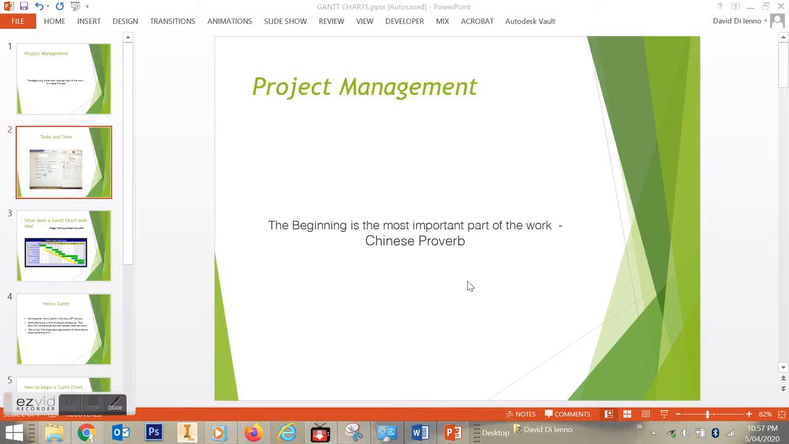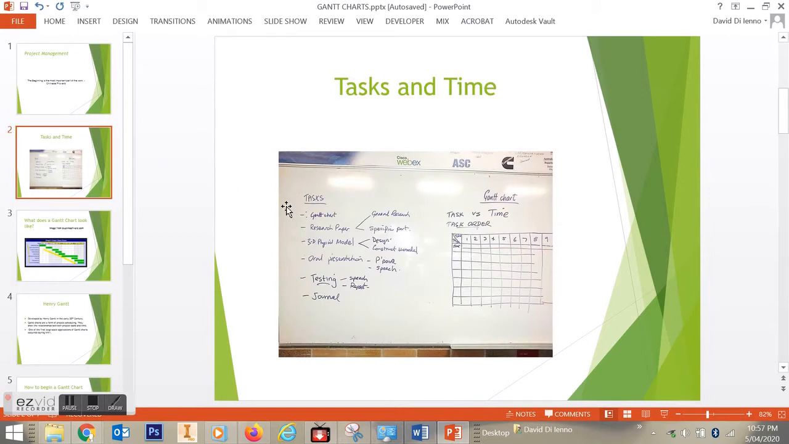Okay, let's introduce the concept of planning a project, starting with some wisdom from a Chinese gentleman. He said the beginning is the most important part of the work, and so it always is. Paying attention to his advice would be a very smart thing for us to do. Let's get the foundation right so that the future will work well for us. So what's that look like?